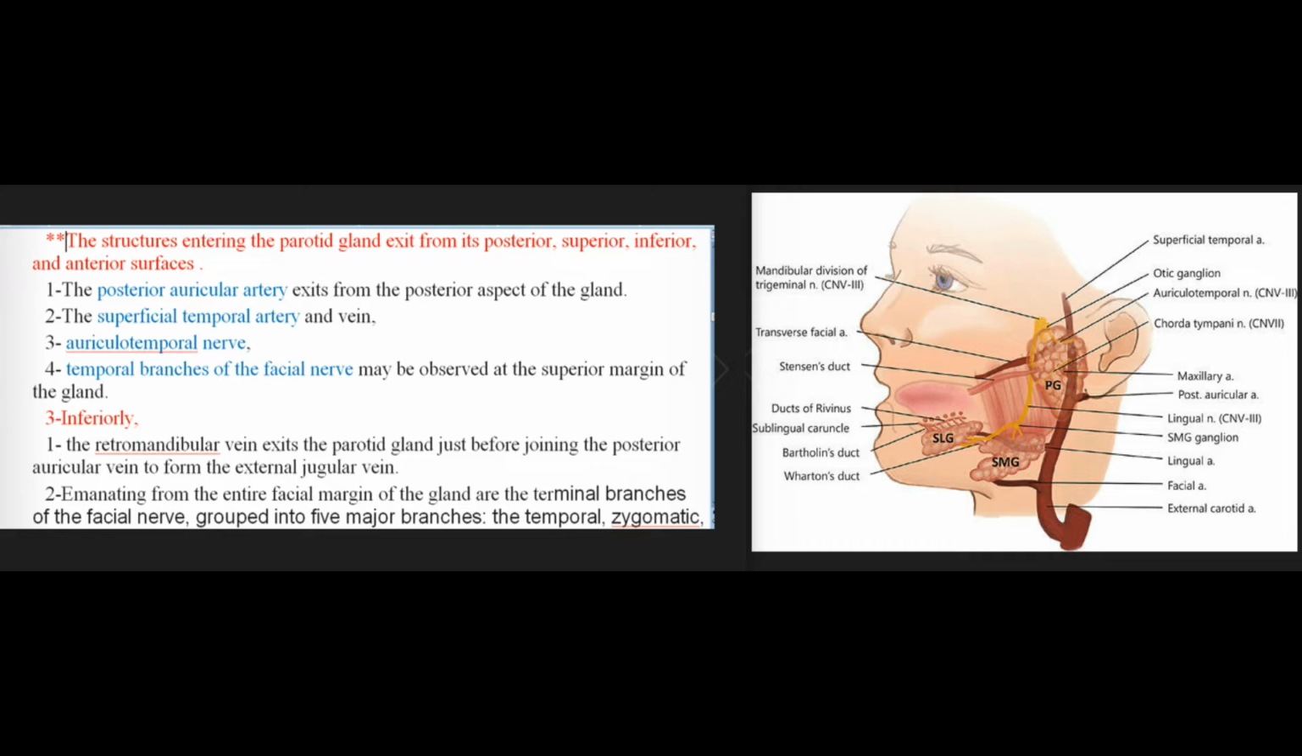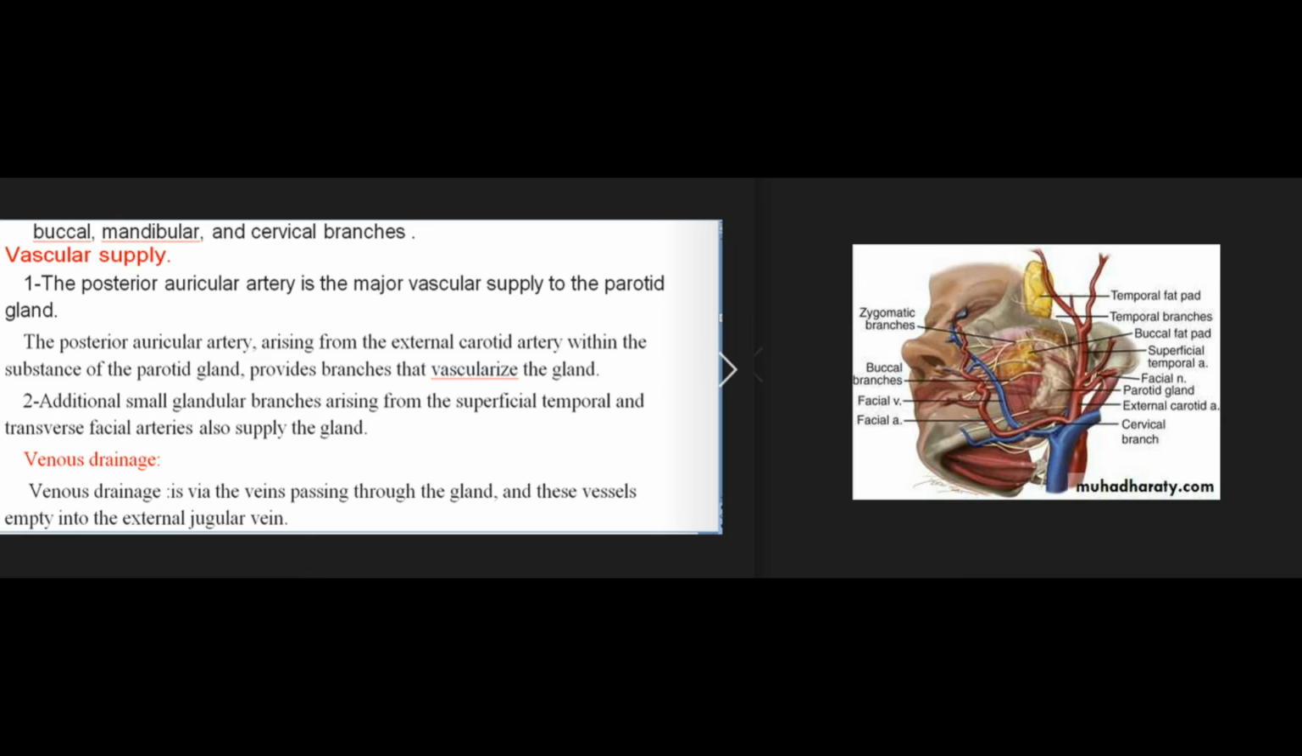3. Inferiorly, 1. The retromandibular vein exits the parotid gland just before joining the posterior auricular vein to form the external jugular vein. 2. Emanating from the entire facial margin of the gland are the terminal branches of the facial nerve, grouped into 5 major branches: the temporal, zygomatic, buccal, mandibular, and cervical branches.